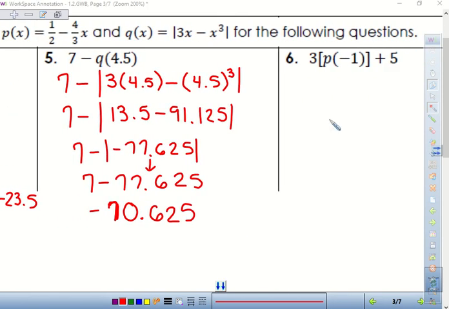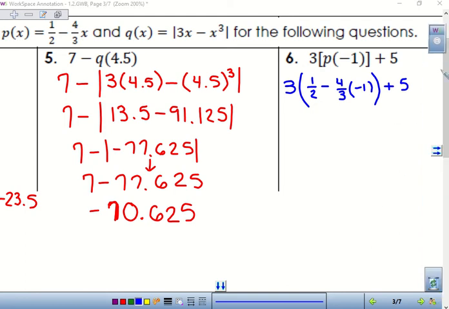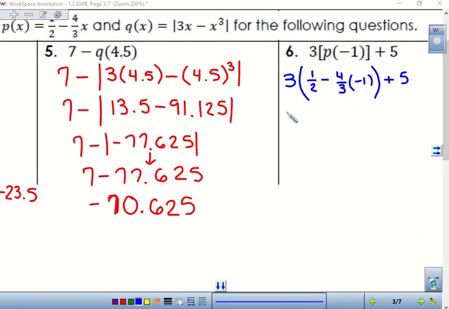Alright. So the next one, we're going to plug in negative 1 into the p of x function. So we have 3 times 1 half minus 4 thirds times negative 1 plus 5. Okay. When you multiply a negative times a negative, you get a positive. Good.